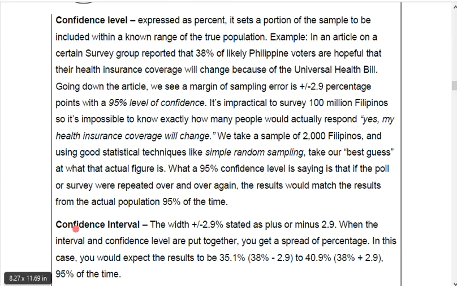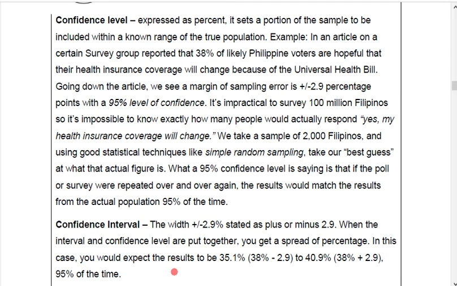Confidence interval, the width, positive or negative 2.9%, stated as plus or minus 2.9. When the interval and confidence level are put together, you get a spread of percentage. In this case, you would expect the result to be 35.1%, 38 minus 2.9, to 40.9%, or 38 plus 2.9% of the time.